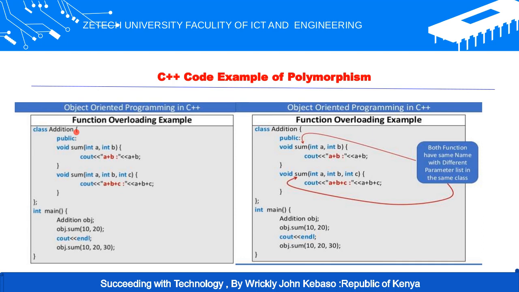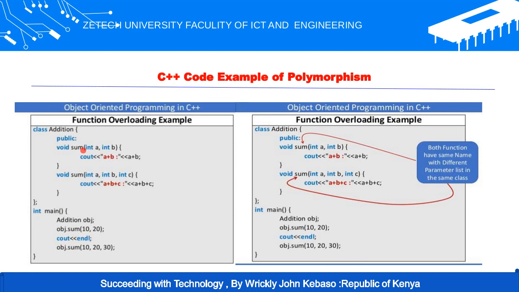Then, inside the class, I declare my members on the public section of that class. One of these members is a function called void sum. I'm declaring this function in the public section of the class addition because I want it to communicate with the main function.